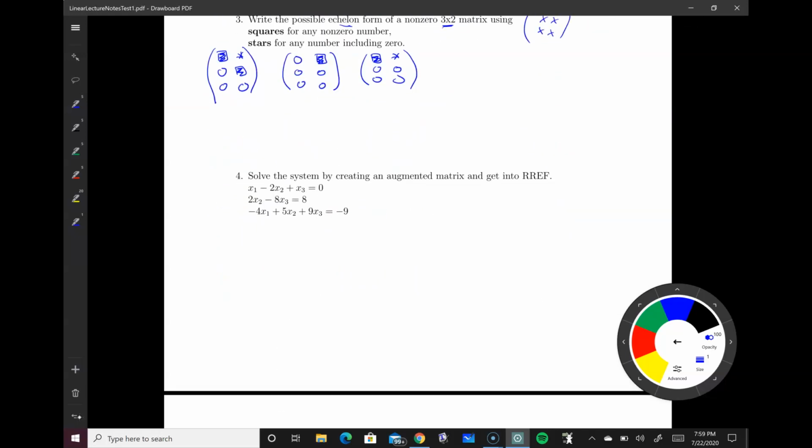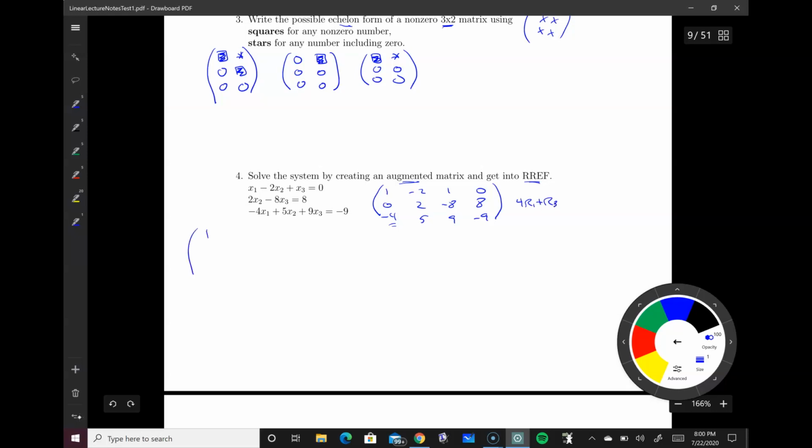All right, so now we're going to make the augmented matrix and get it into RREF. That means zeros below the pivots and zeros above the pivots. Let's start by making sure we get everything in its placeholders. 0, 2, negative 8, 8. Negative 4, 5, 9, negative 9. Okay, so let's start by getting a 0 here. If I multiply row 1 by 4 and add it to row 3.